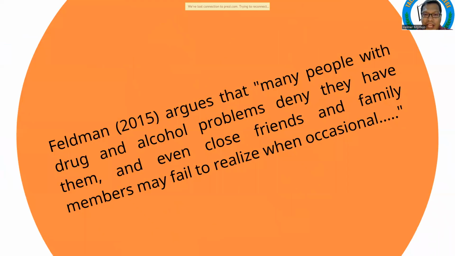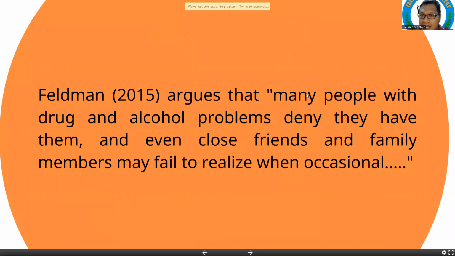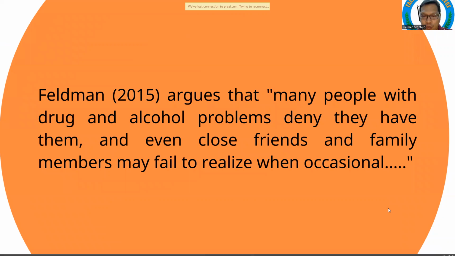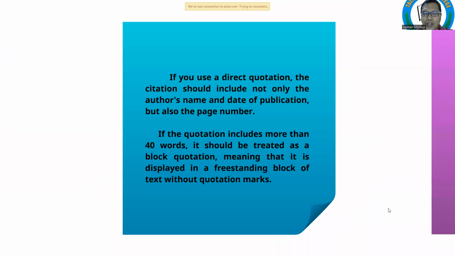Feldman (2015) argues that many people with drug and alcohol problems deny they have them, and even close friends and family members may fail to realize when occasional social use has turned into abuse. And then remember that this quotation is enclosed in quotation marks. Why? Because it is fewer than 40 words. What if the quotation is more than 40 words?